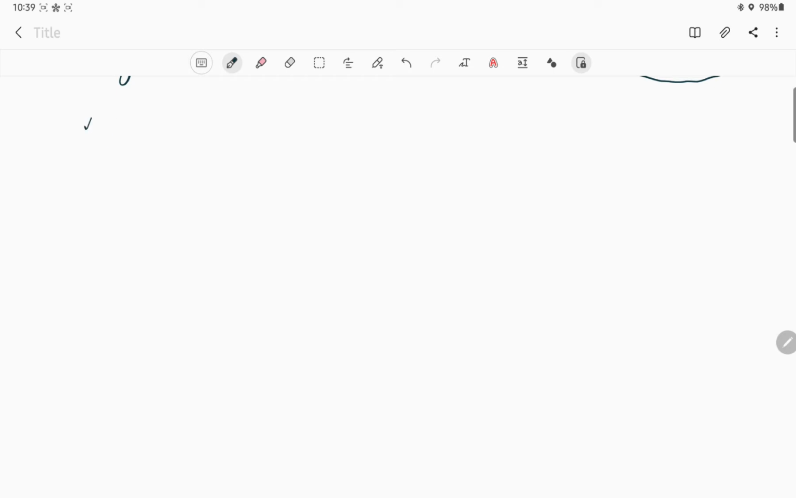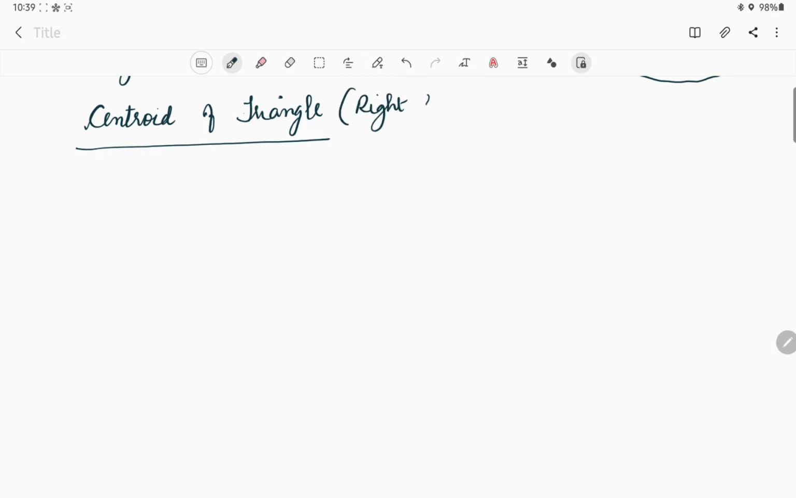So the very first thing is the centroid of a triangle. Okay, so which triangle are we taking now? First we'll be taking a right angled triangle. You have to observe very carefully how we are calculating the centroid of these, how we are deriving the formula for the centroid. Very carefully you have to observe here.